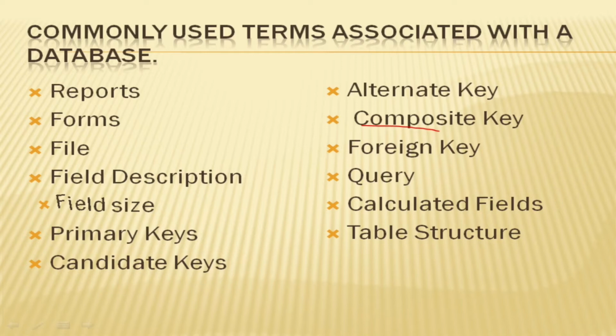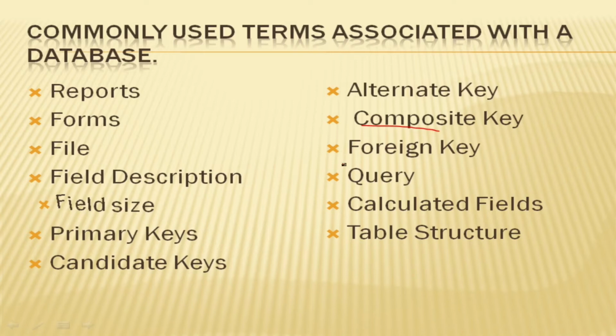So what you can do is use a group of fields, and that group of fields is called a composite field, right? You would use that group of fields to uniquely identify the records in the table, and that would be a composite key, right?